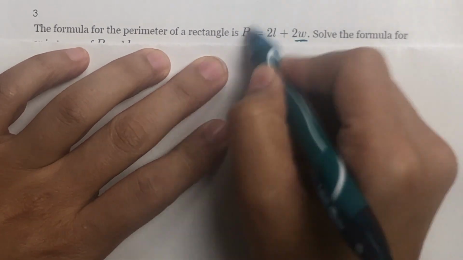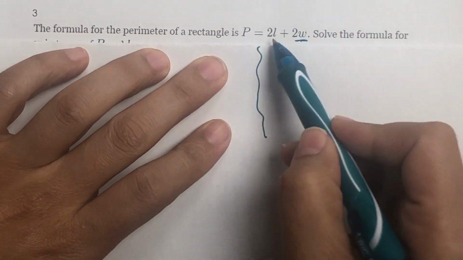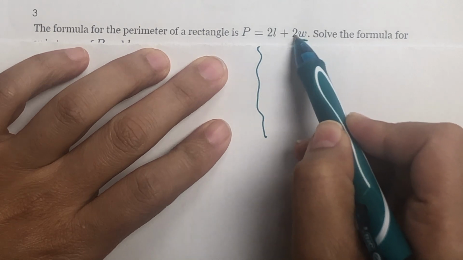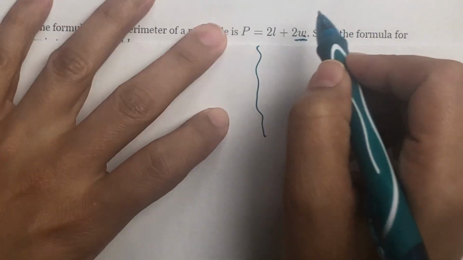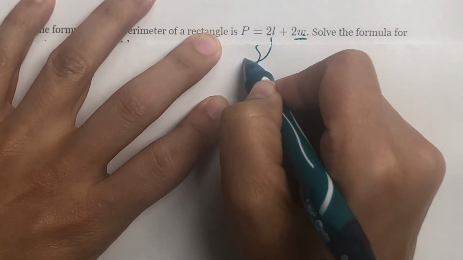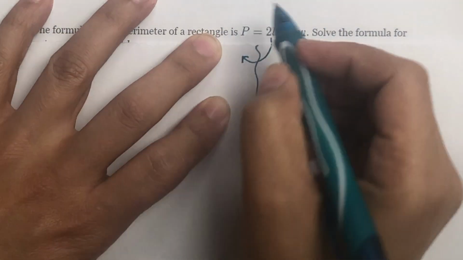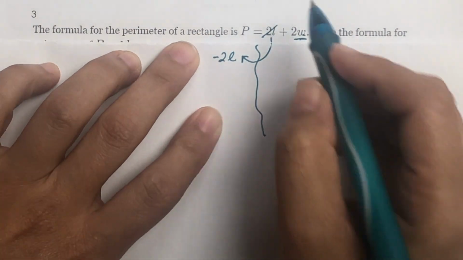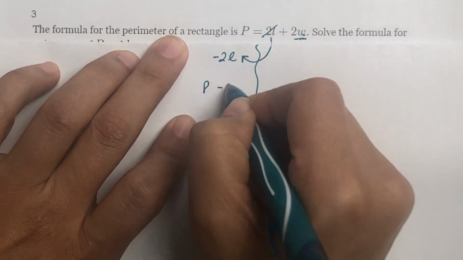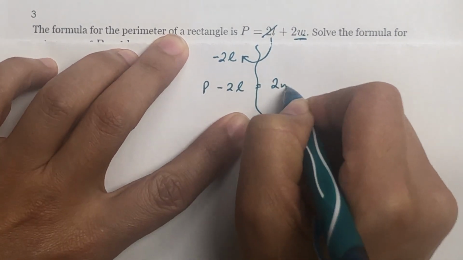So what's on this side that shouldn't be here? I've got this 2L and I've got this 2 that's attached to W. Always do the attachment last. So let's move the 2L to the other side. So if I move this 2L to this side, what is it going to become? It's going to change from positive 2L to negative 2L. Okay. Now I'll have P minus 2L equals 2W.